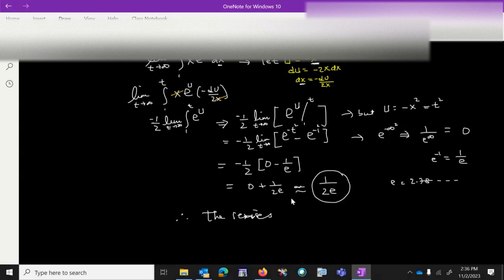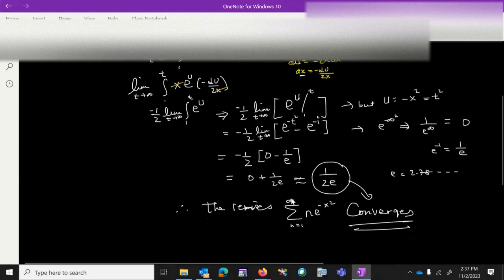The series n e to the power of minus x squared as n goes from 1 to infinity converges. It converges because I have this limit, which helps me decide that my series converges. So this is how to tell the convergence using the integral test. Let's do one more question, and then that will hopefully be easy.